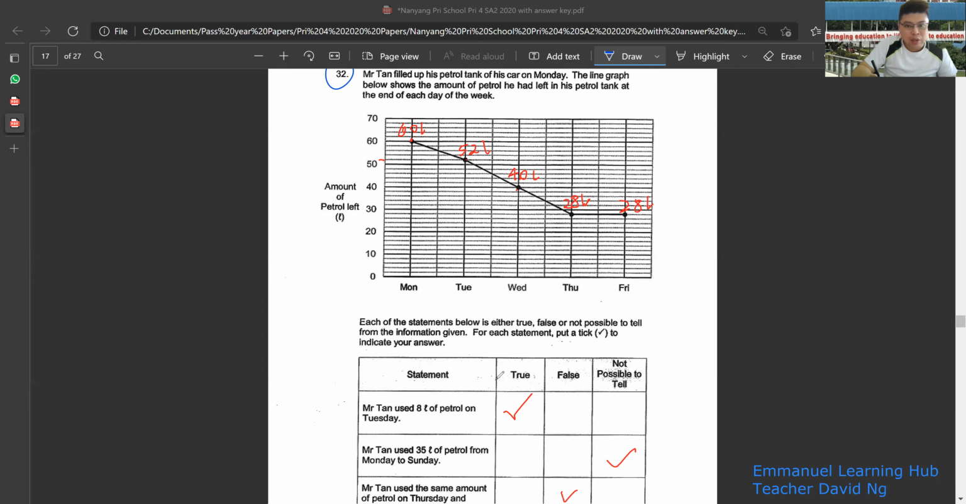At the end of Thursday, he has 28 liters left. At the end of Friday, he still has 28 liters left. So he didn't use any petrol because the amount of petrol in the tank is the same. Okay, understand the logic now?